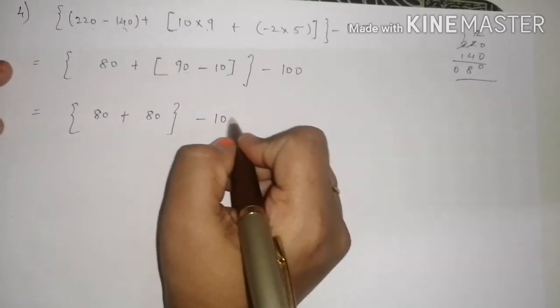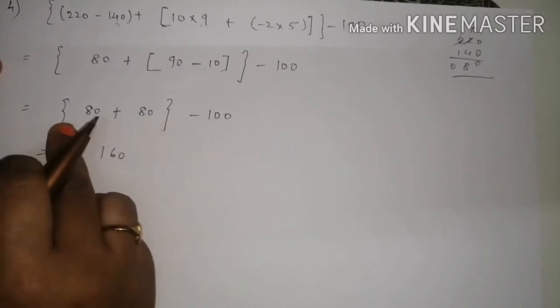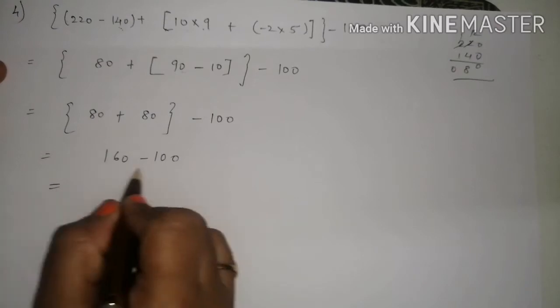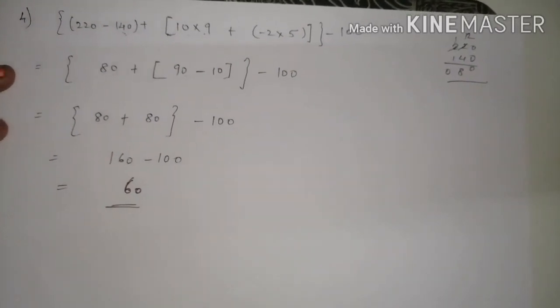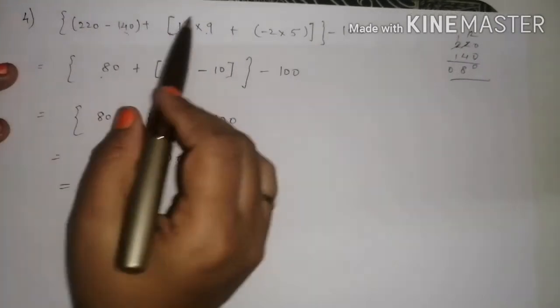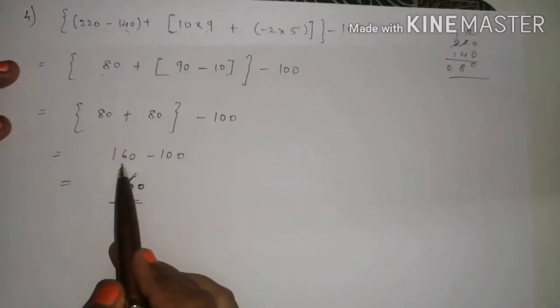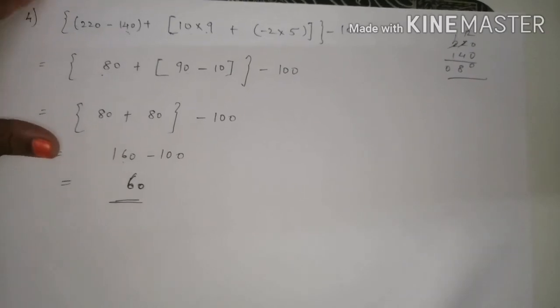Curly bracket keep as it is, 80 plus 90 minus 10 is 80 minus this 100. Now 80 plus 80, 160, because these are in the bracket. 160 minus 100 is how much? 60. So we got answer as 60. First we solved round bracket, then we solved this square bracket, then we solved this curly bracket. Okay. The last sum, fifth one.